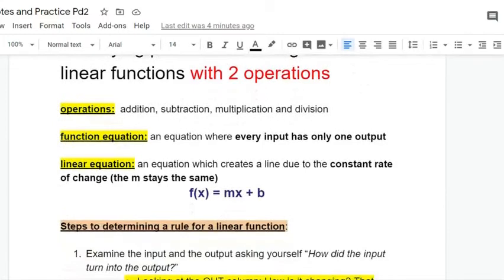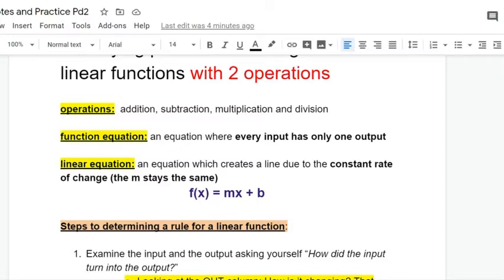Function equation is an equation where every input has one output. Linear equation is an equation which creates a line due to a constant rate of change, which is another way to say the M stays the same, which is why we can look at the M for the entire right-hand column or the output column. F of x equals mx plus b is our linear equation.